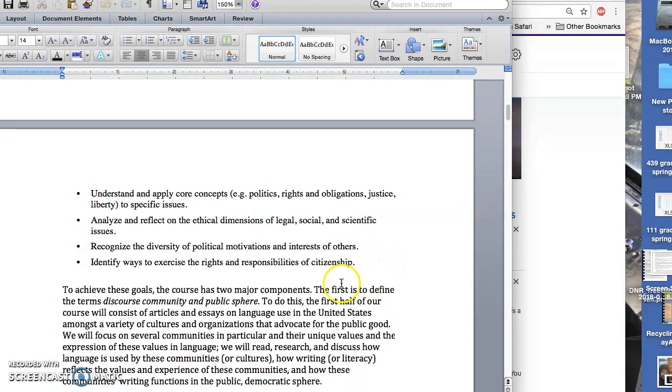So you can see our course certainly gets us into this. We look at social activism. We can think of the panda bear that I showed you in the last video, and we're getting into the rights and responsibilities of citizenship or being a global citizen. We're looking at the way that different groups, if we're looking at political motivations and the interests of others, that's all the different communities that we're looking at, right?